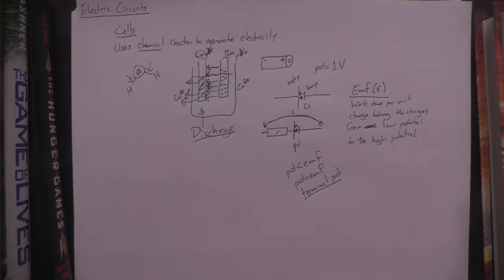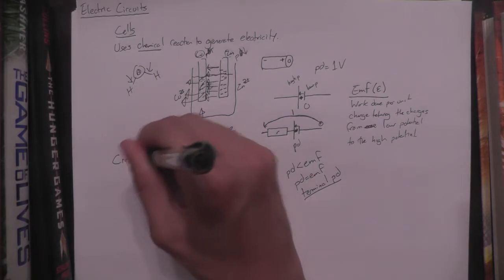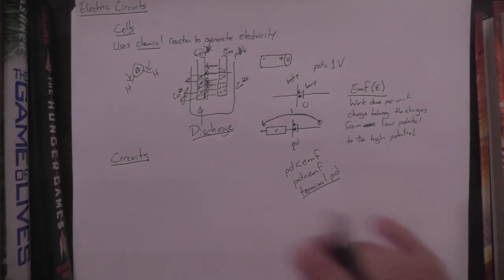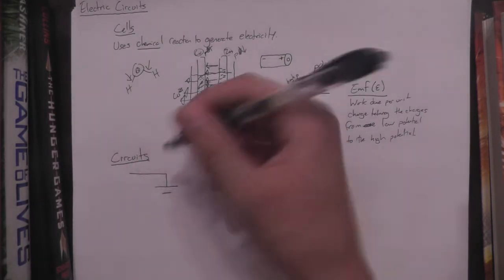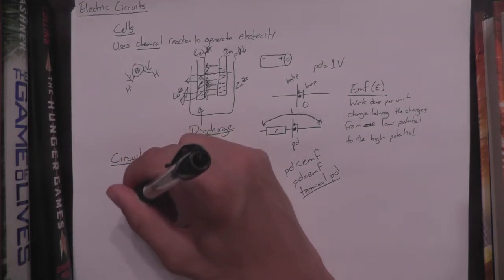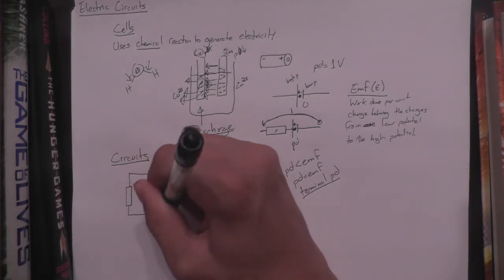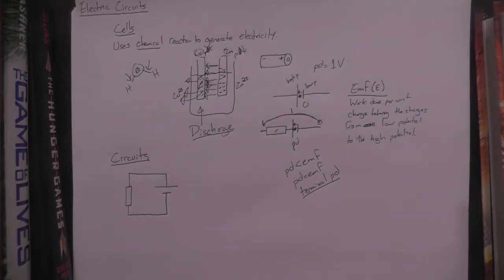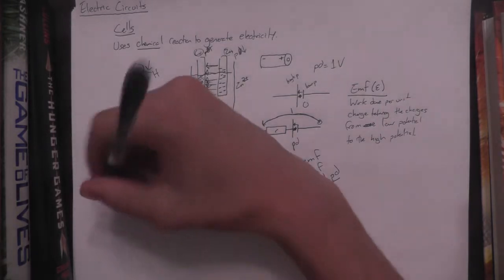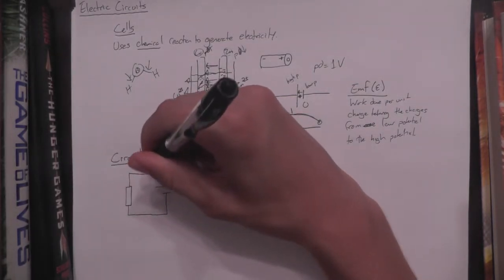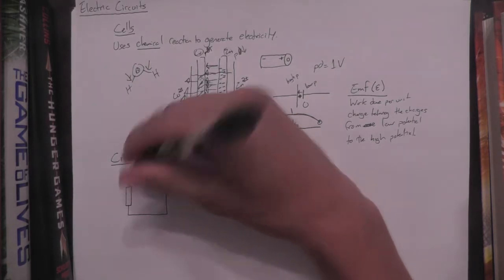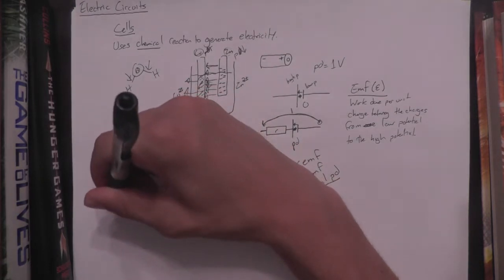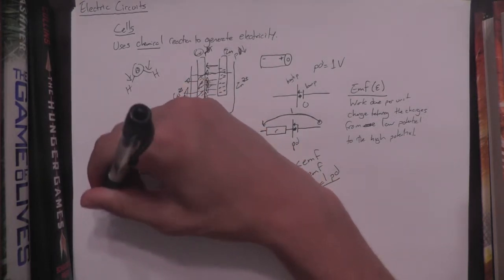So now we're going to discuss circuits. Finally, now that we've covered cells. And the simplest circuit is defined as one cell connected to one resistor. Now, this resistor is different than the internal resistor. This resistor is completely separate from the cell. And a resistor is anything that converts the electrical energy that is traveling through the circuit to some other form of energy, more often than not, heat energy.